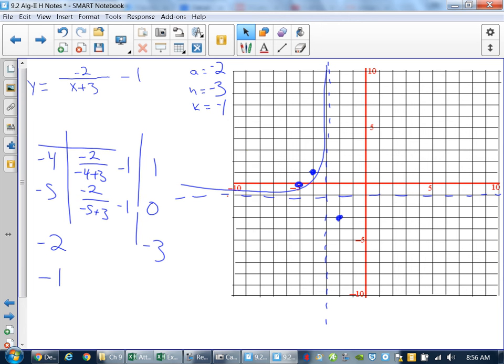And then I'll use -1. And if I'm correct, -2 divided by 2 is -1 minus 1, so you get -2. And this one's going out this way. So here's your ordered pairs that you're going to generate.